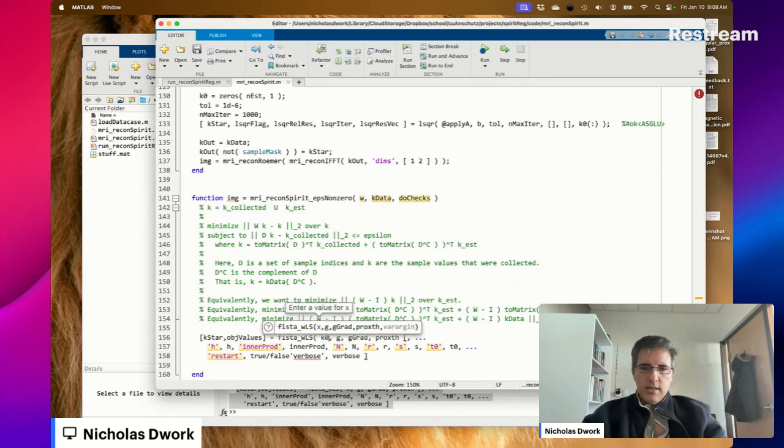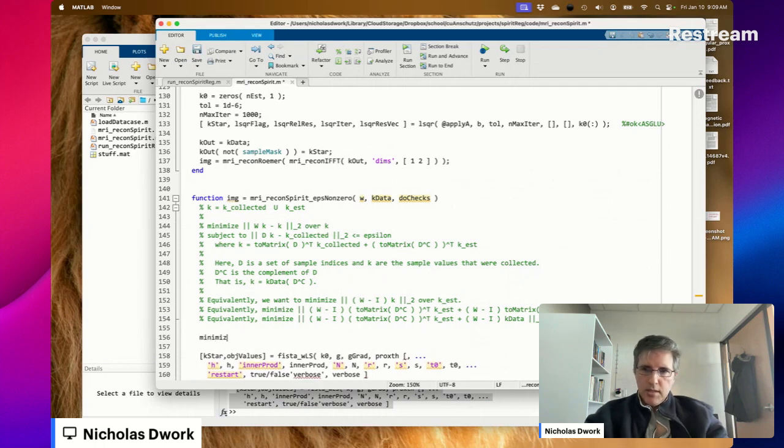This is K naught. I guess in order to store the objective values, we need to pass in H. So FISTA minimizes problems f of x plus g of x, or rather you should say g of x plus h of x, where g is differentiable and h has a simple proximal operator. That's what FISTA does.